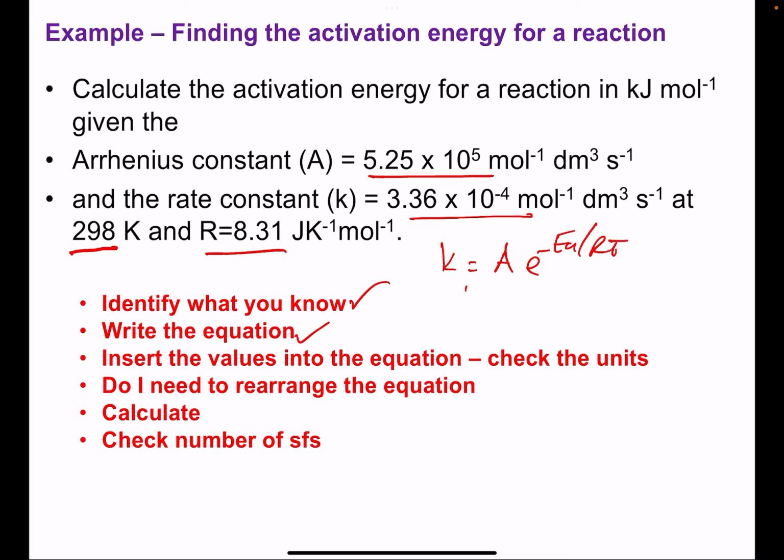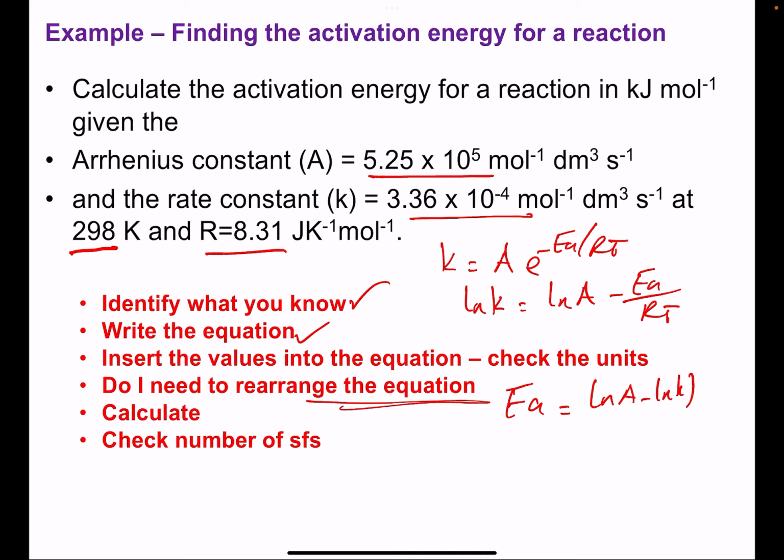Remember to work out Ea, rearrange like this. Rearrange for Ea. Ea equals natural log of A minus natural log of k, times RT. Again, my advice now, work this out separately. So what I'm going to do first is work out natural log of A. So I'm going to press the natural log button on my calculator and then type in 5.25 times 10 to the 5.